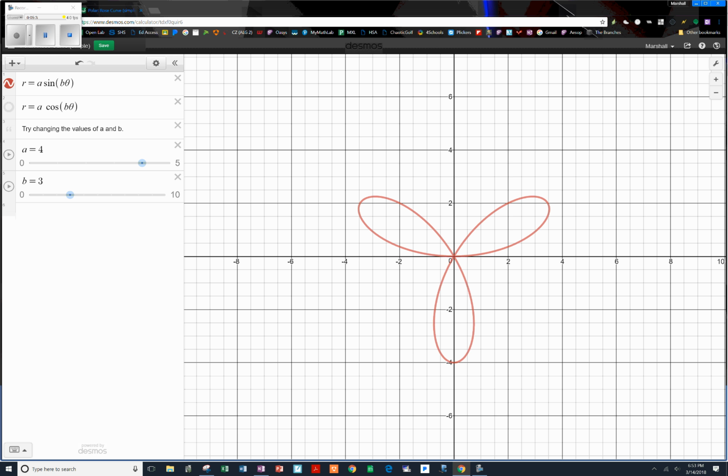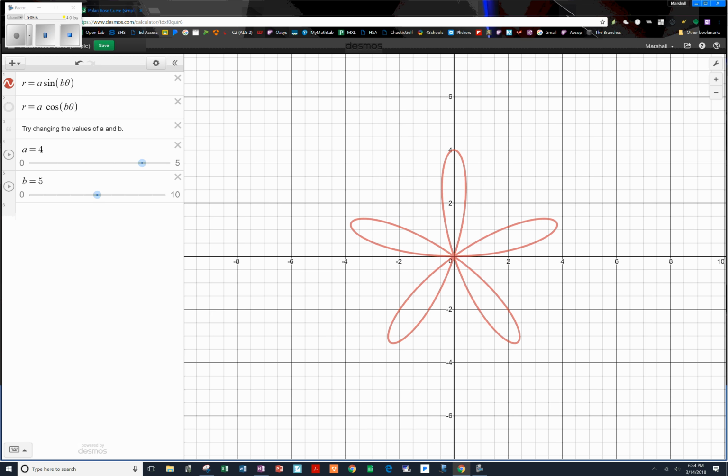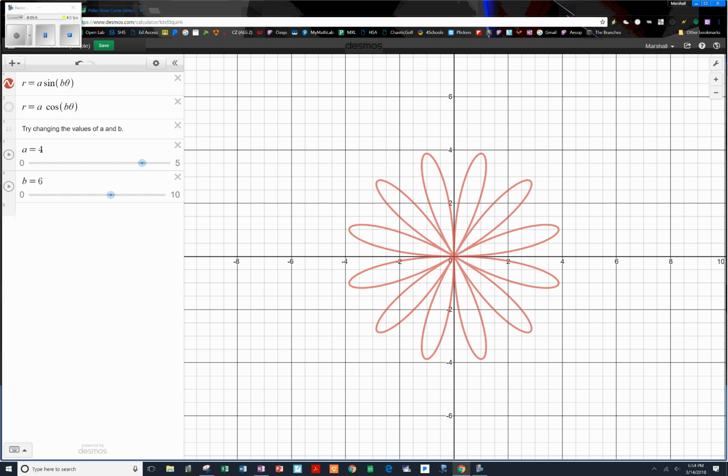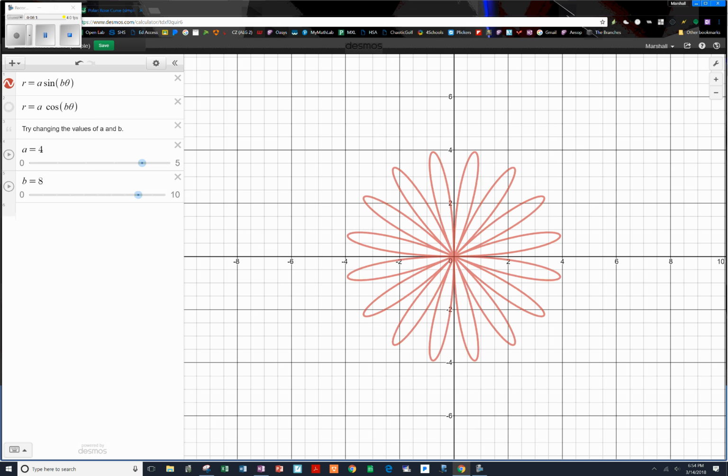The B value is related to the number of petals. Right now B is 3. If I move B to 4, you'd expect 4 petals, but you'd be wrong because there's actually 8. That's kind of strange. Let's move it one more time to 5, and we're down to 5. If we go to 6, we're now at 12. So anytime we hit an even value for B, it doubled that value to give us the number of petals, but the odd values had the same number of petals. That's something to keep in mind. If I go to 7, it'll be 7. If I go to 8, it's going to be 16, and so on and so forth.